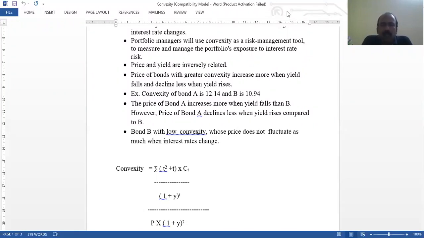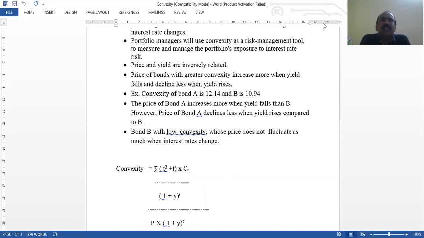So bond B, with the low convexity, whose convexity is 10.94, has a price that does not fluctuate much when the interest rate changes. It is nothing but like a company's stock price which does not fluctuate much. For example, pharmaceutical companies and FMCG companies, those companies' stock prices will not change much. It is the same way. So the low convexity bonds will not have much price fluctuation.